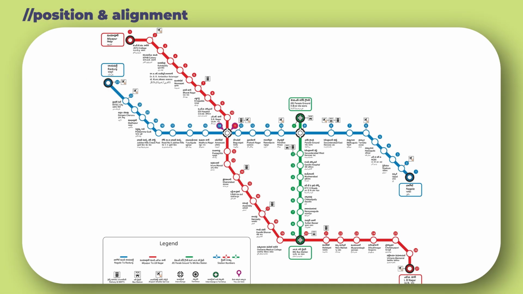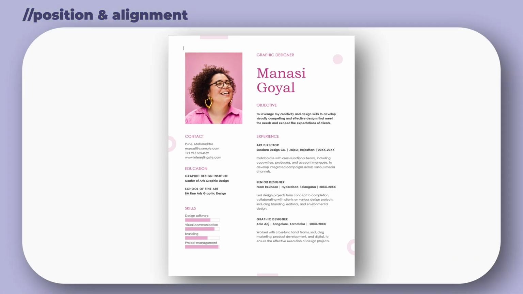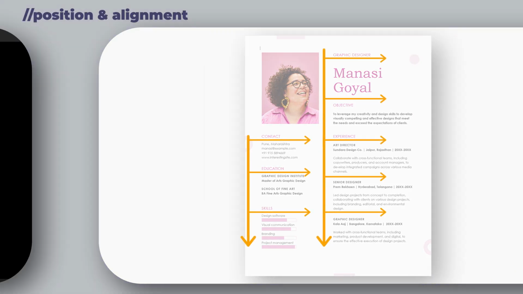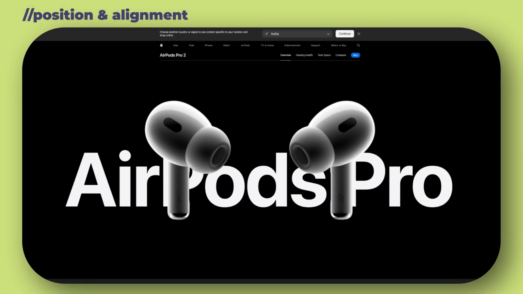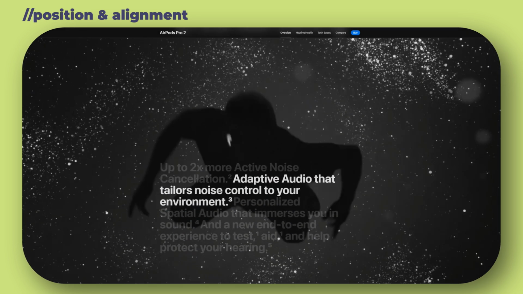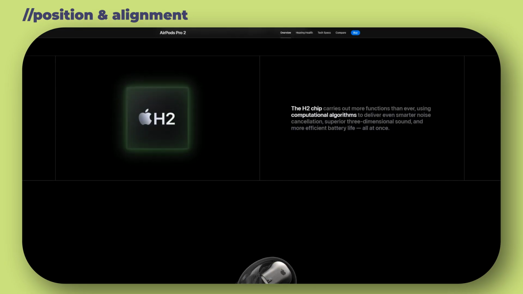Subway or metro maps often rotate or reposition names just so they can align horizontally and be easier to read. A well-designed resume uses consistent left alignment for job titles and dates, guiding the eye in a predictable flow. And on Apple's product pages, alignment leads the viewer's eye downwards through a perfectly vertical scroll journey. You're never lost because position itself is guiding you.